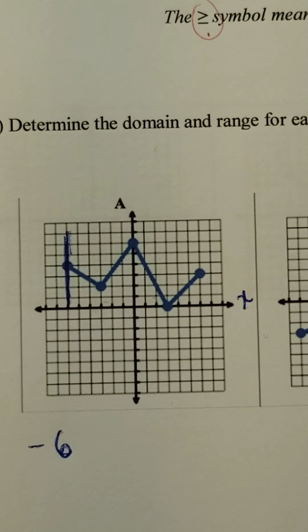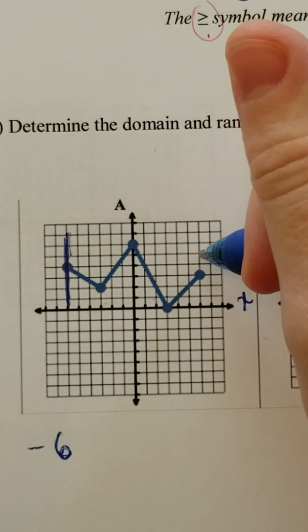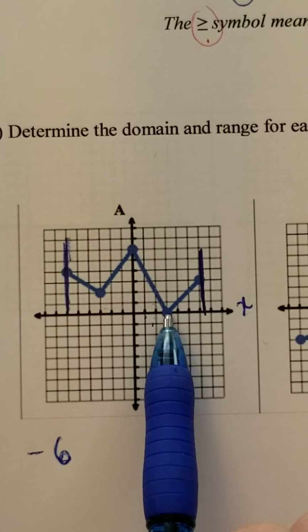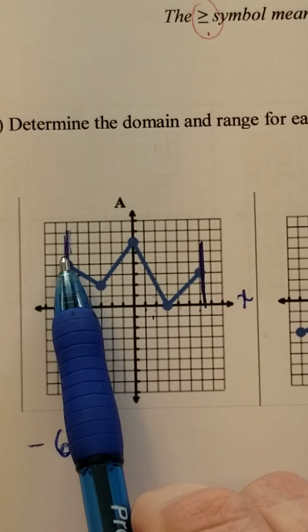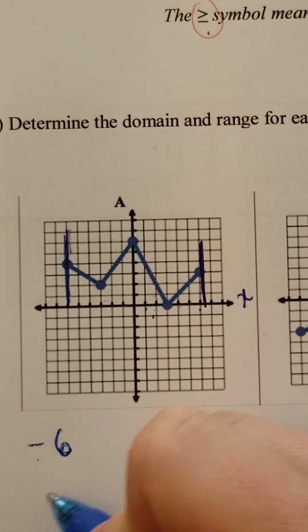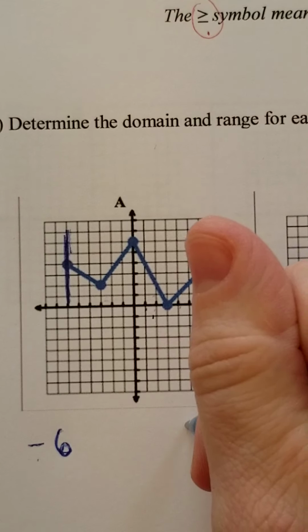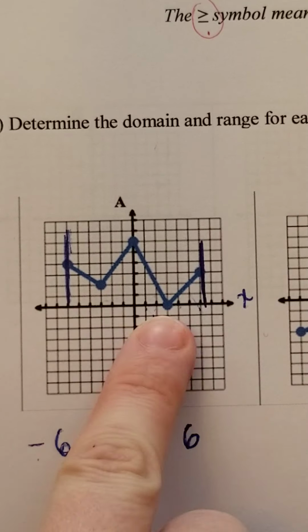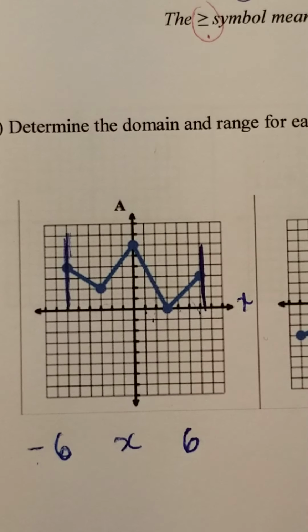So I'm going to write that down. Then I do the same thing. I go, how far right do I go? And there's my farthest point to the right. And that is the value 1, 2, 3, 4, 5, +6. So I take my furthest left point, -6, and write that on the left because it's the left point. And then my furthest right point is 6, and I write that on the right. Now I'm talking about domain, which is the x values, so I write x in the middle.